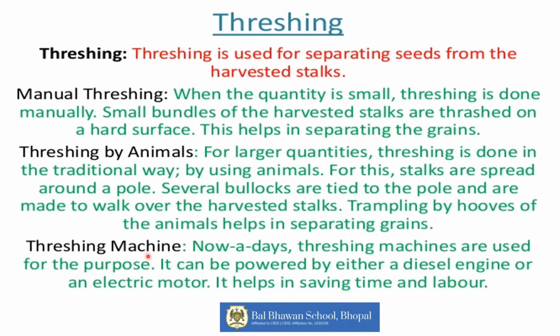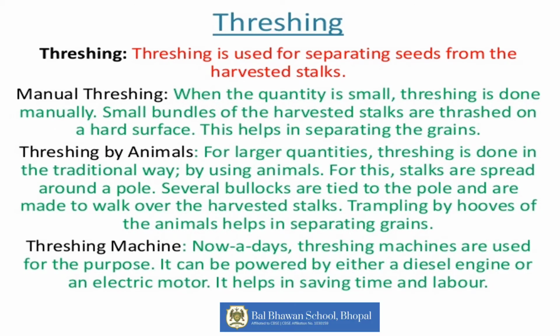But nowadays, as every method is being machinized, here also threshing is done by means of machines which are known as threshers. And these machines run either by a diesel engine or by an electric motor. Now, the advantages of threshing done by machine is that it helps in saving time and labor.